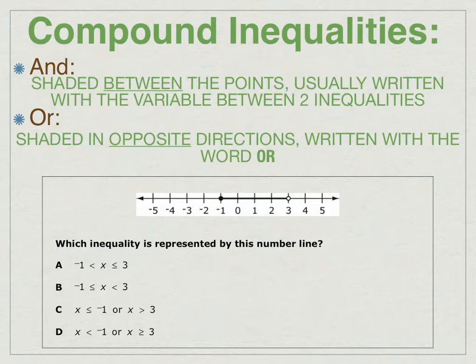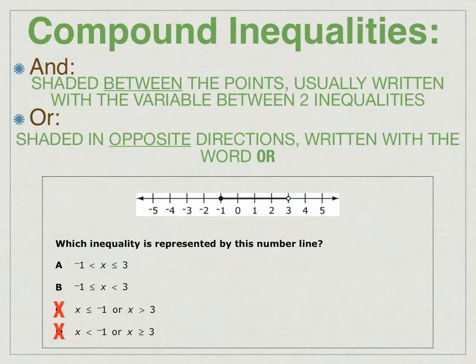If you look at that example, it says which inequality is represented by this number line. Notice I have a solid or shaded in point at -1, and I have an open circle at 3. The shading for this inequality is between the 2 points, which means it's going to be an and compound inequality. Immediately, I can eliminate C and I can eliminate D because both of these inequalities would be shaded in the opposite directions. Now I need to pay attention to my points and what type of inequalities correspond with those points.